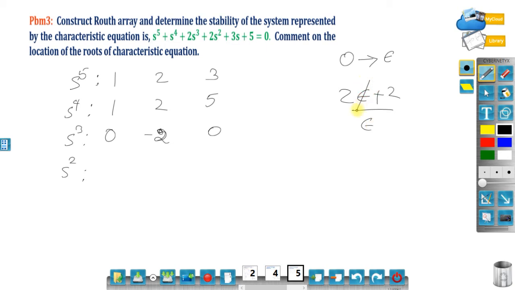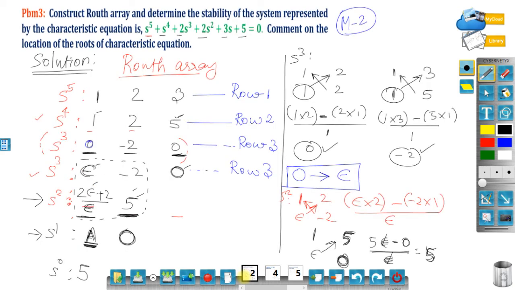So substitute eta as 0. Okay, you will get 0 term in denominator. Automatically it will be infinity. Right? Anything by 0 is infinity. Right? So this is 5.